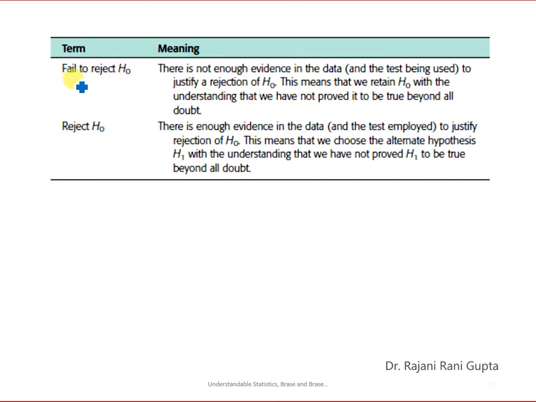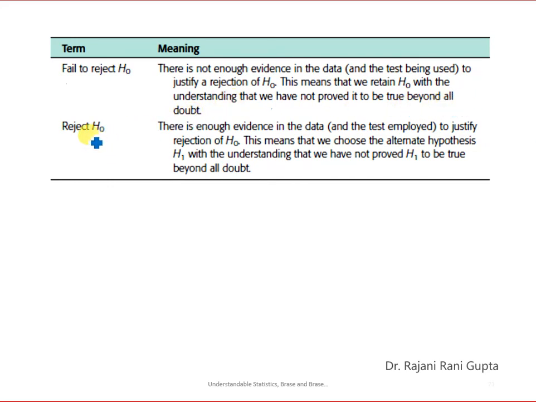What is the meaning of fail to reject H naught? It means that there is not enough evidence in the data and the test being used to justify a rejection of the null hypothesis. There is not sufficient data showing that the heart rate of Rosie is not 115, so we are not able to reject it. This means that we retain H naught, with the understanding that we have not proved it to be true beyond all doubt.